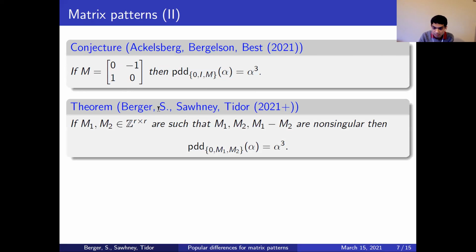So our first result is that yes, this is true. And in fact, this is true in more generality. So if we have r-dimensional matrices, and as mentioned, you really want these matrices to be non-singular, or at least not to share a null space. But if they're non-singular and if their difference is also non-singular, which is a technical condition, then the popular difference density of whatever matrix pattern you get out is going to be alpha cubed.